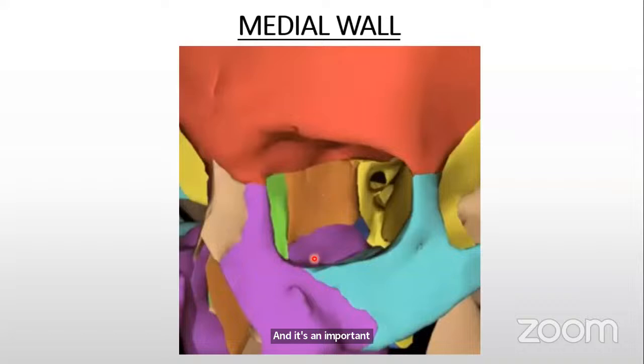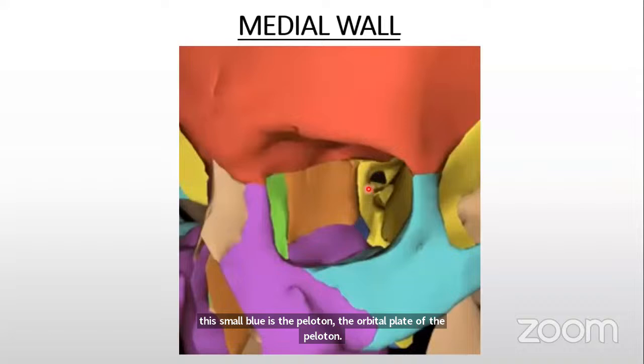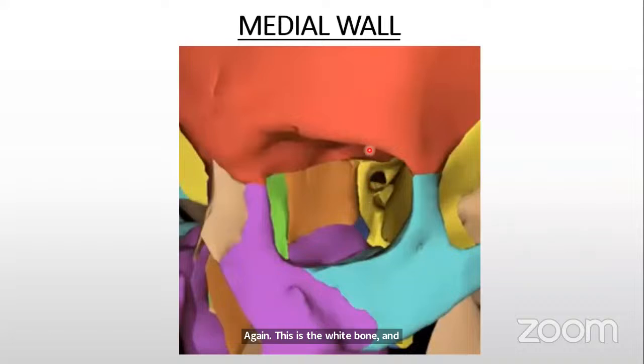It's an important landmark for entry into the orbit when we are doing endonasal surgeries. This is again the maxilla, and this small bluish bone is the palatine, the orbital plate of the palatine bone. Again, this is the sphenoid bone, and this lesser wing of sphenoid contains the optic foramen, and superiorly, a small part of the medial wall is formed by the frontal bone as well.